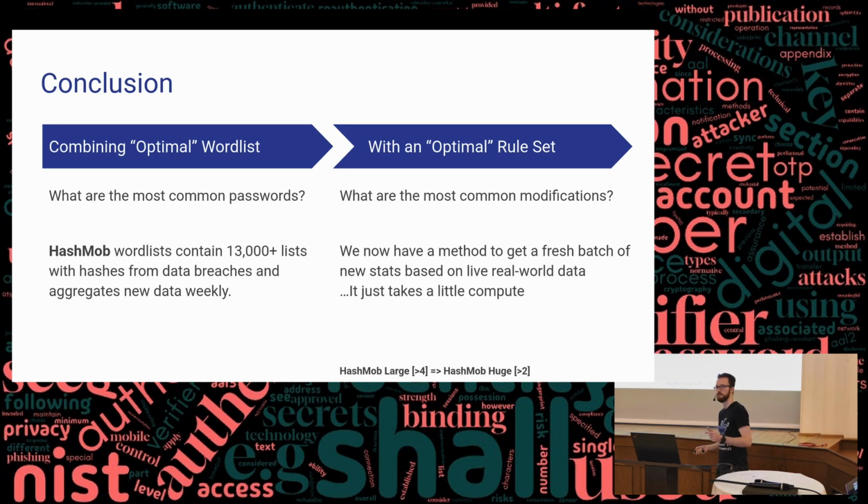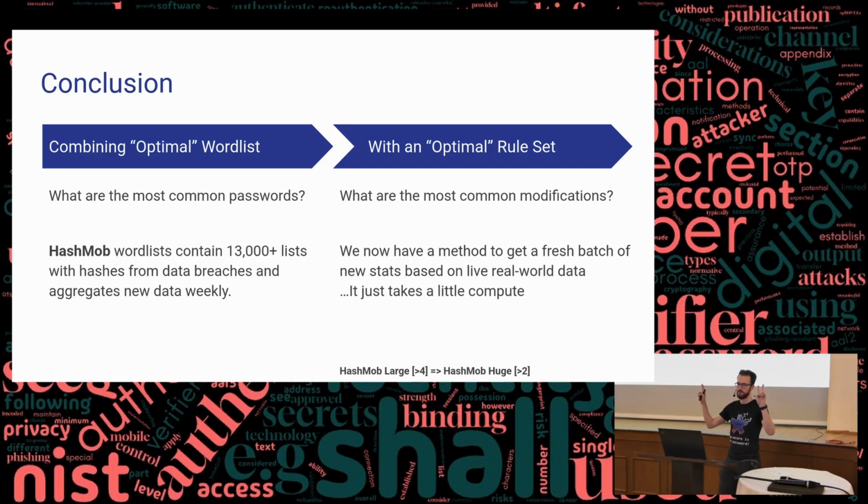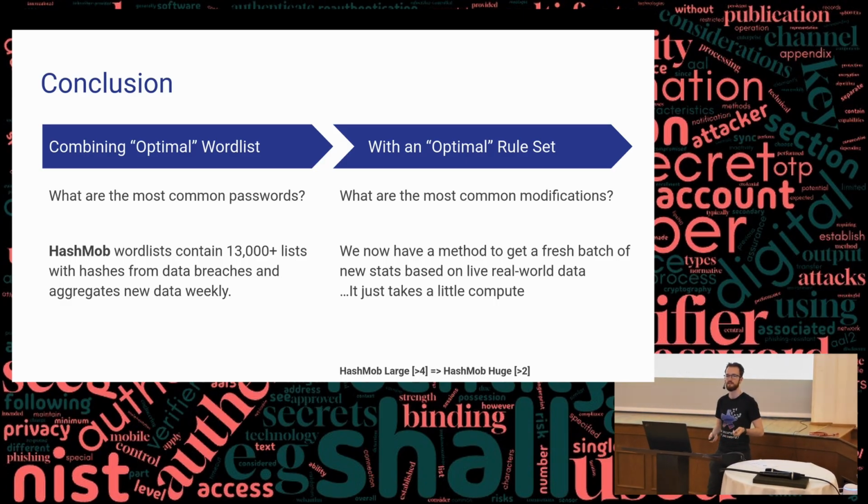So, in conclusion, we have some form of optimal word list, based on statistical data, and now we can combine that with a new optimal rule set, based on the most common modifications, based on statistical analysis of those rule sets.